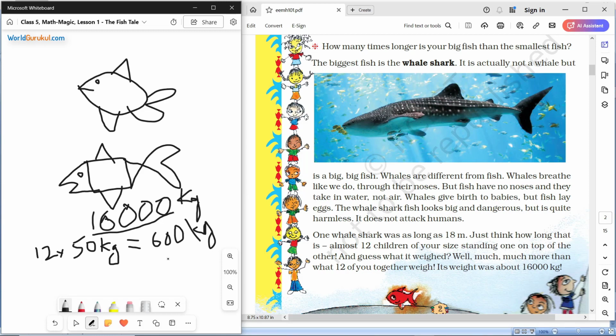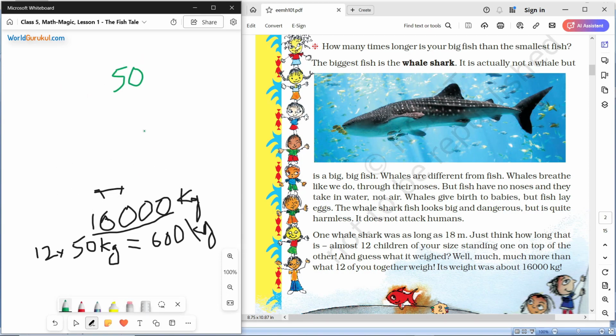So, you know how huge that is? Can we calculate how many children's weight is equal to the weight of this whale, which is 16,000 kg? So, let us clear this off. How do we get the number of children whose weight will be equal to the weight of this large whale? So that is going to be around 320.